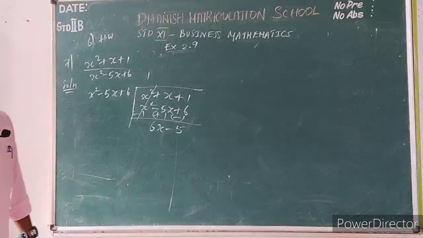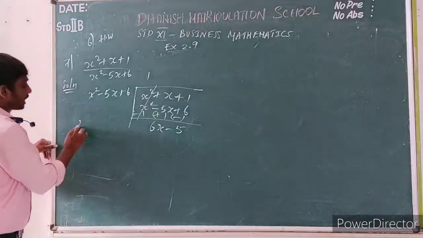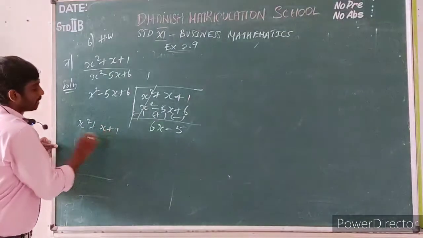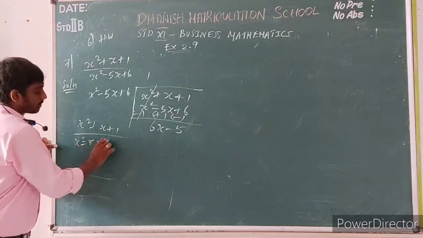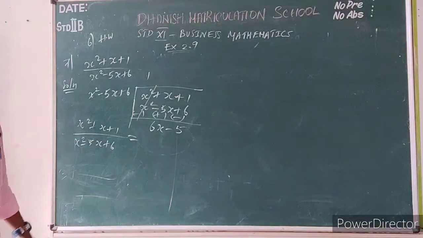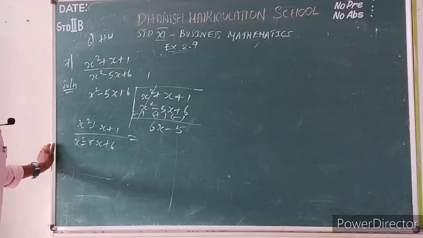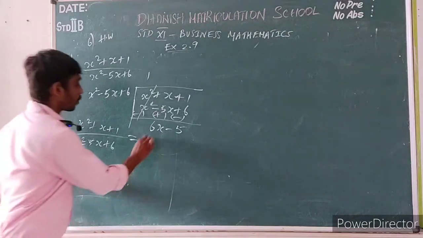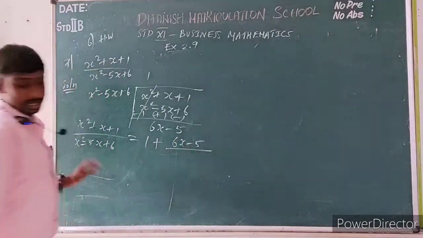That is 6x minus 5. Now we are going to write like this. (x square plus x plus 1) divided by (x square minus 5x plus 6) equals, what is the quotient and remainder value? The quotient is 1, plus the remainder 6x minus 5 divided by the denominator.